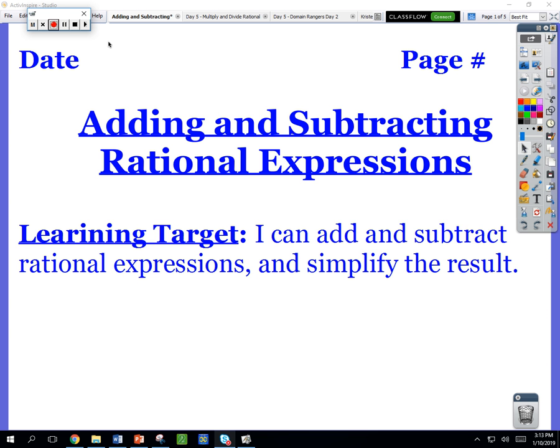Okay, so today we're talking about adding and subtracting rational expressions. So again, adding and subtracting fractions. So first we need to remind ourselves how to do that. So make sure you answer the question about what you need to do to add and subtract fractions.